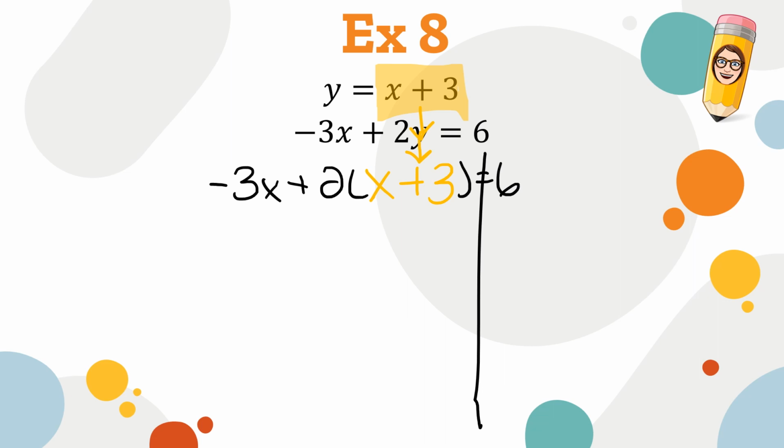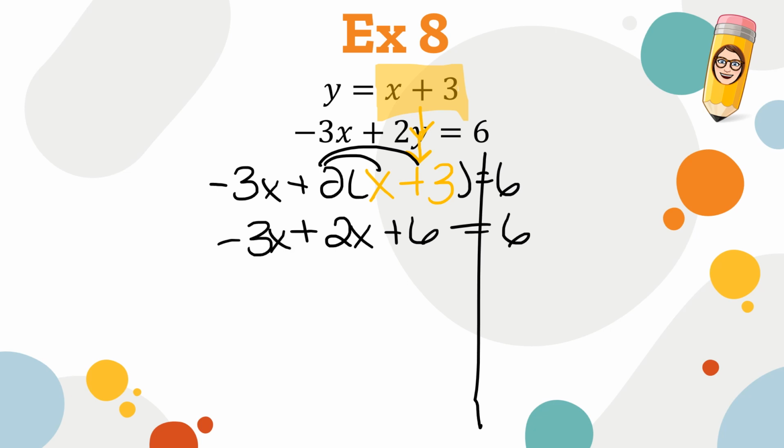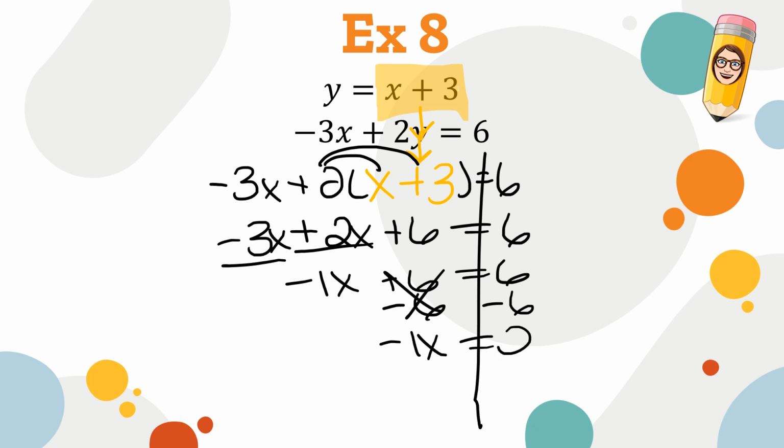Now let's solve. Distribute the 2's. If we didn't use it, it falls down. Combine like terms. Undo any addition or subtraction. And undo any multiplication or division. So my x value is 0.